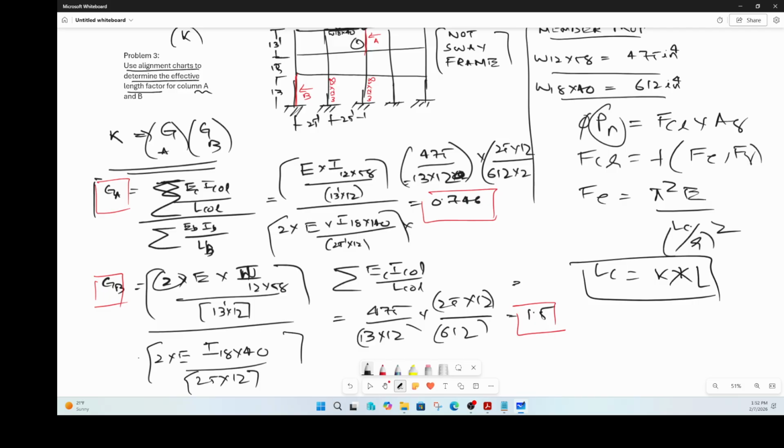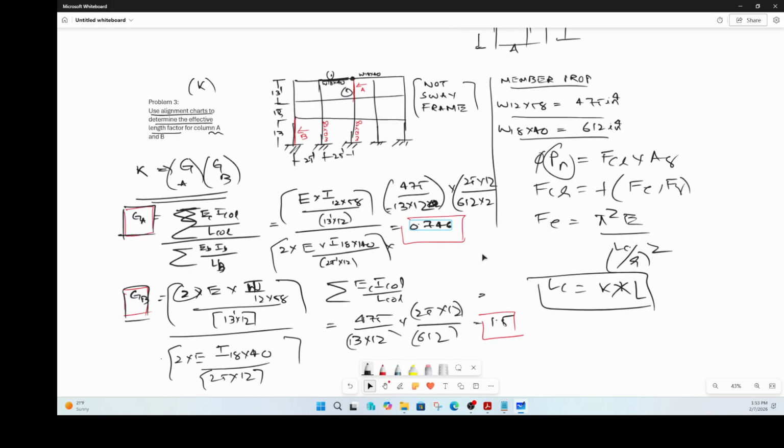Okay. So in short, we are finding GA at the top, we are finding GB at the bottom, and then we are going to our chart, which is sway uninhibited, because for this column, we don't see any bracing in this beam, we don't see any shear wall in the problem description, and then we pick up our value from there. Okay, so that's about problem 3.